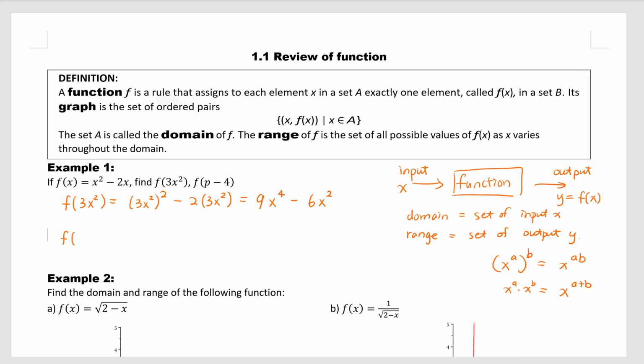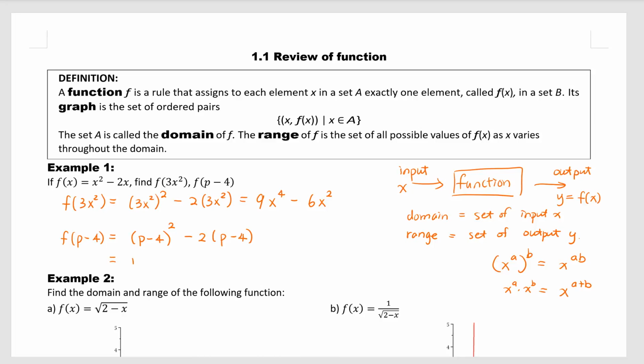Okay, so f of p minus 4, that means whenever we see x, we replace x by parentheses, p minus 4. So don't forget the parentheses. You can imagine parentheses are like your baby. Don't forget your baby in the mall, okay? So we can either leave it like this, or we can also multiply out. Let's try to multiply out and see what happens.